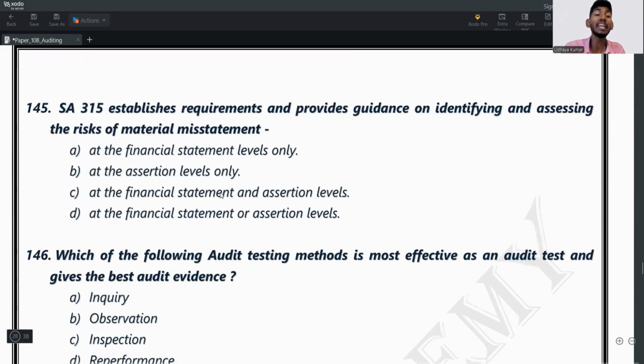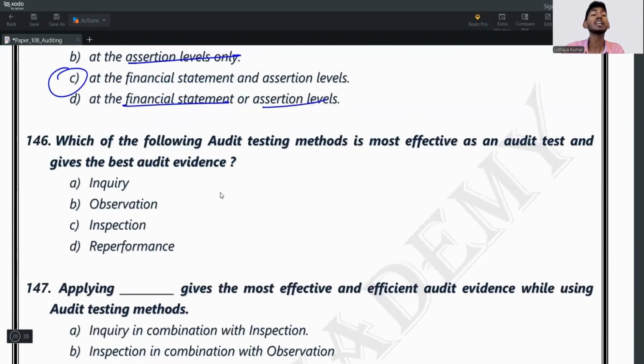Moving to question 145: SA 315 establishes requirements and provides guidelines on identifying and assessing the risk of material misstatement at what level? At the financial statement and assertion level, not alone at the assertion level and not alone the financial statements. There is no option for financial or assertion, so both financial statement and assertion level. Moving to question 146: which of the following audit testing methods is most effective as an audit test and gives the best audit evidence? Which one?